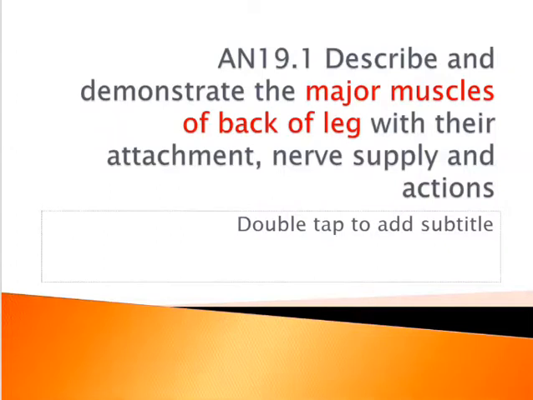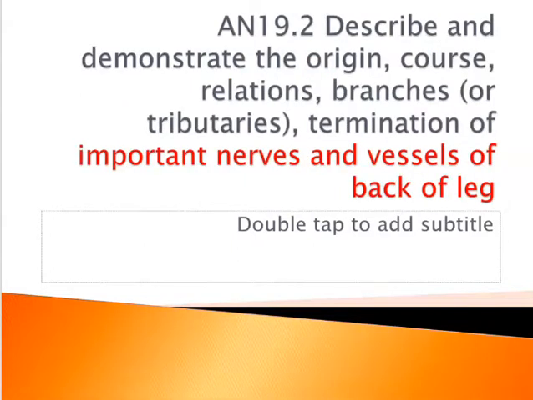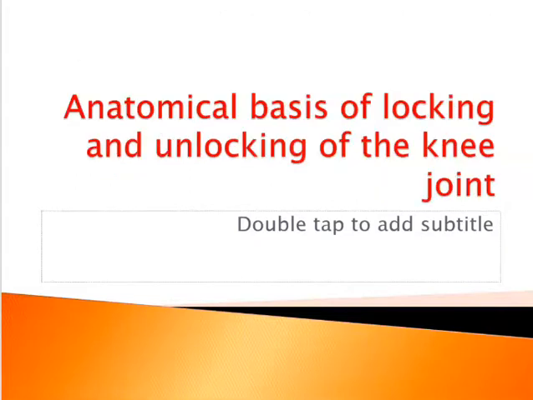and muscles of back half leg, their attachment, nerve supply and action, and important nerves and vessels of back half leg. First, we'll start with the anatomical basis of locking and unlocking of knee joint.